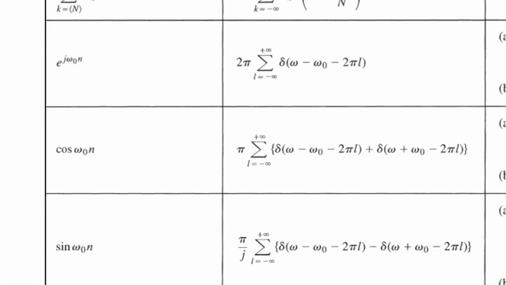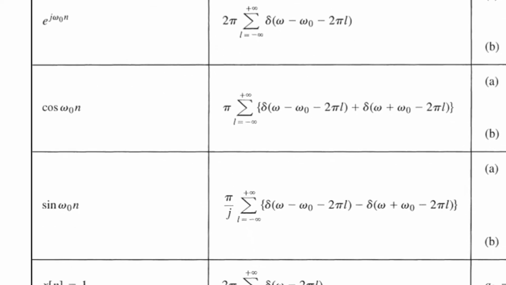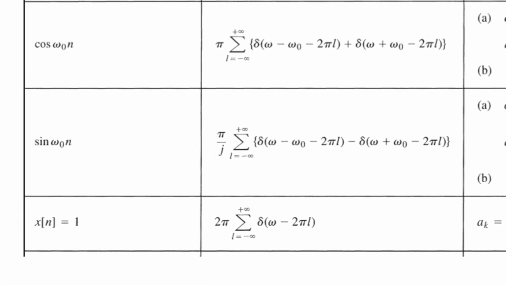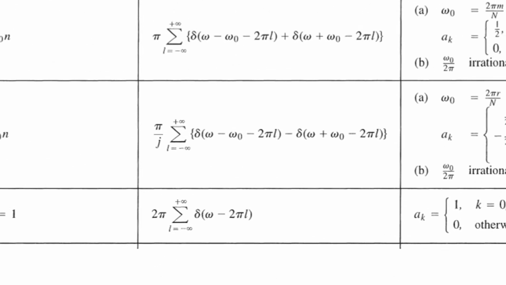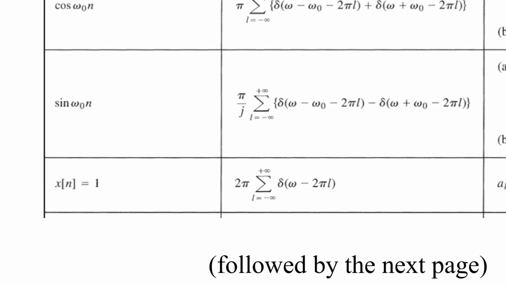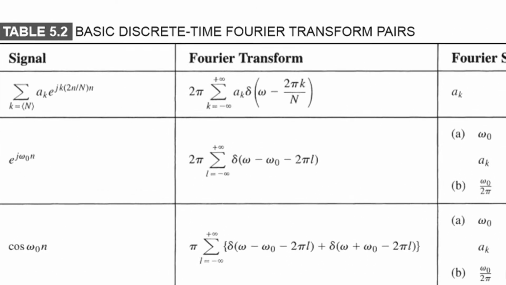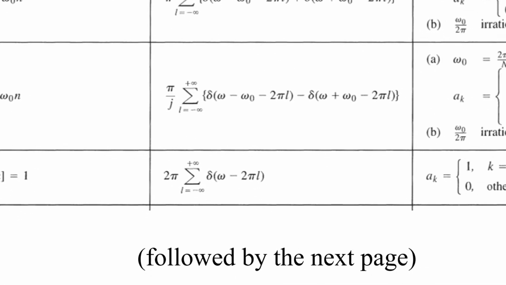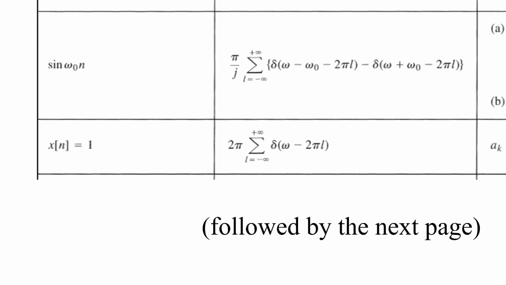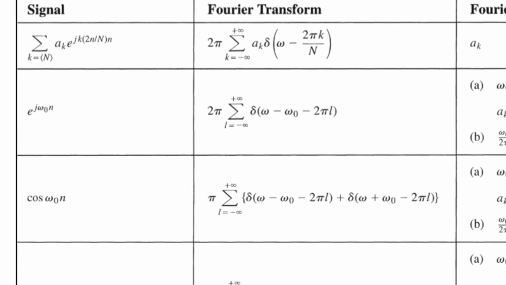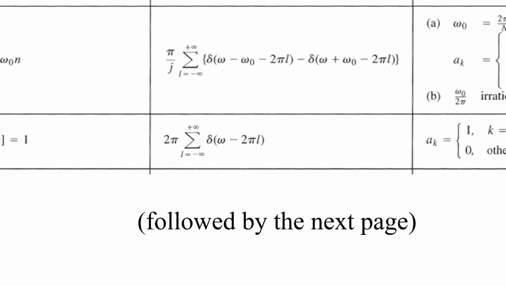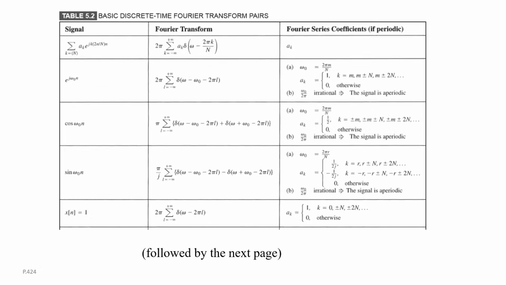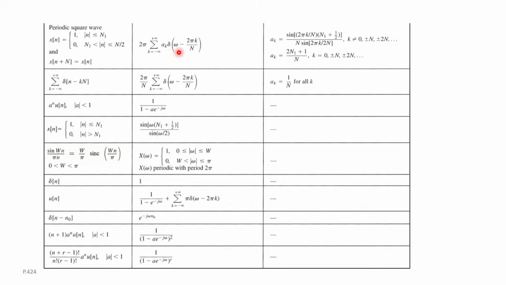And also you can have cosine and sine. You can write cosine and sine in terms of exponentials, so obviously you get those two deltas, and the sum or difference of two deltas. And also you can have x[n] just being a constant. Then that's like setting omega naught equal to 0, so you just get delta of omega minus 2 pi L. Okay, and the next page.